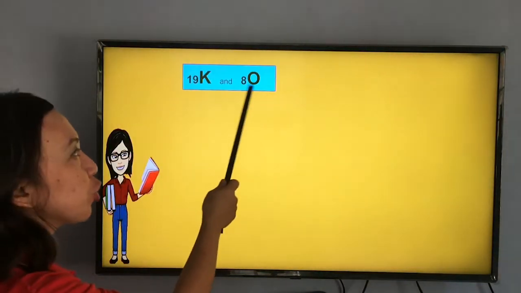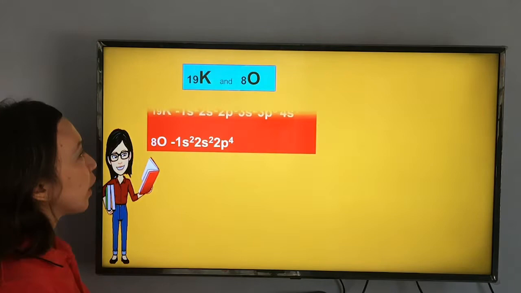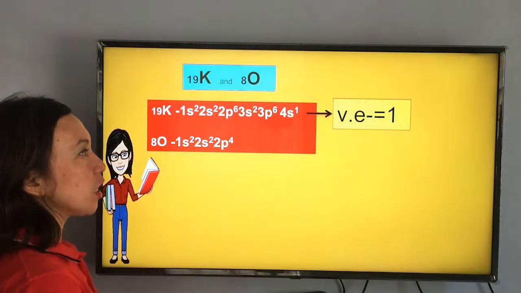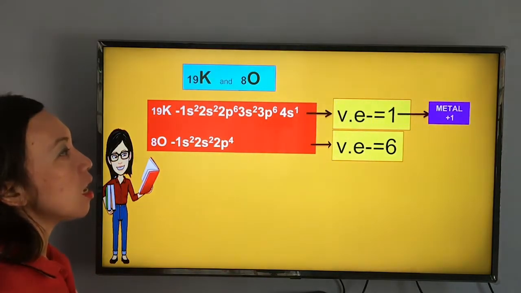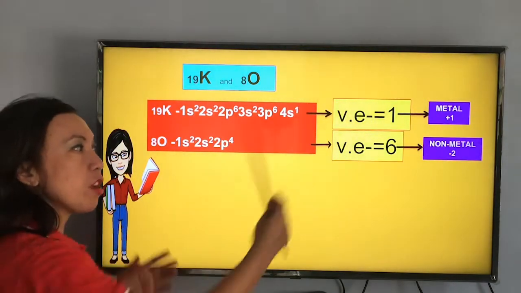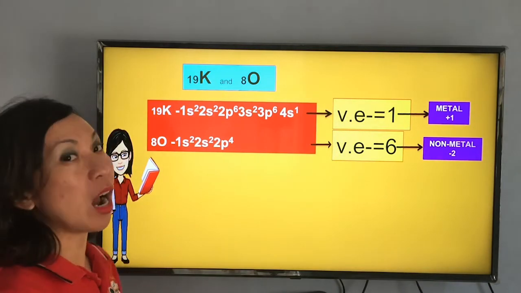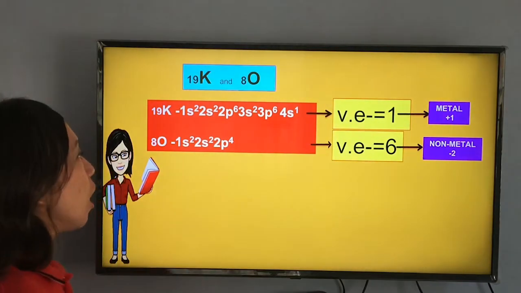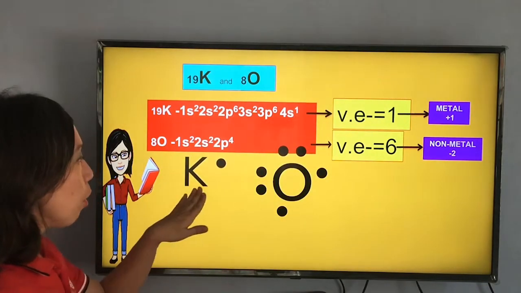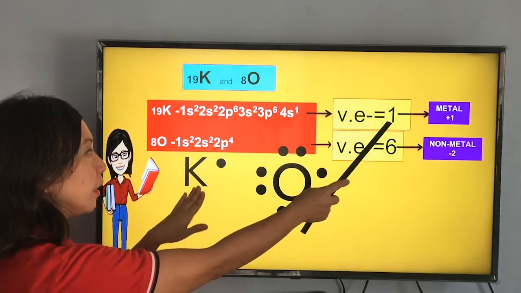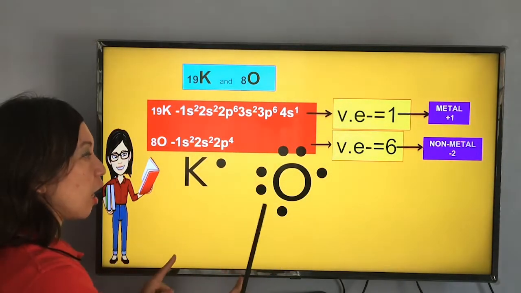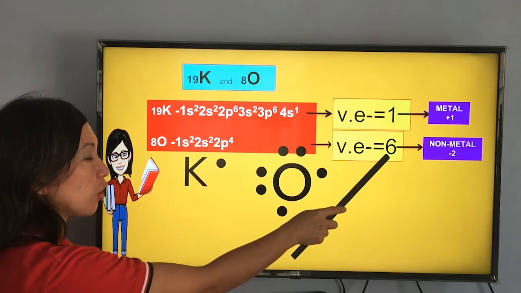Okay, we have potassium and oxygen. We need to get the electron configuration. Next is the valence electron. Next is the oxidation number of these two elements. I hope this is very clear to you at this moment. Okay, so let's try to write the Lewis electron dot. Potassium has 1 dot because 1 valence electron. Oxygen has 6 dots because of the 6 valence electrons.